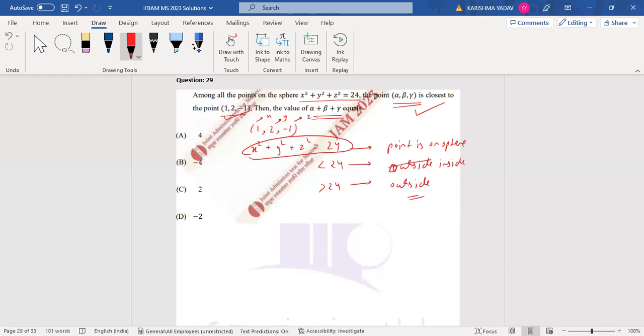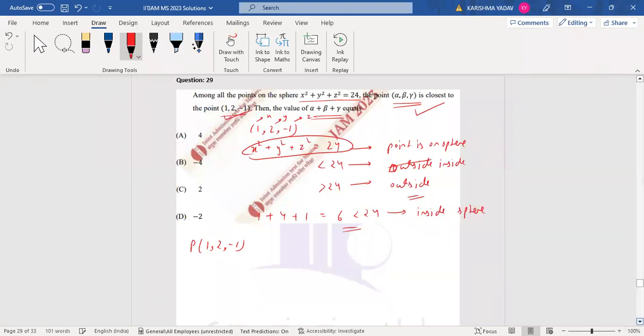So I have 1 plus, y is 2, so 2 square is 4, plus 1, that is minus 1 square. So we have 6, which is less than 24. So I am sure about this point, let's name it P. This point 1, 2, minus 1 is lying inside the sphere.